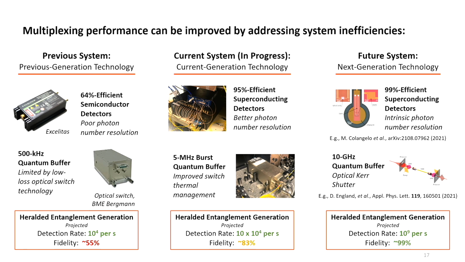People are currently working on developing 99% efficient superconducting detectors with intrinsic photon number resolution. And we're also developing a very fast optical fiber switch, which hopefully will allow us to run our system at 10 gigahertz. These types of technologies will enable us to have a detection rate of 10^9 per second with a fidelity of 99%. So that is where we're going, my friends.